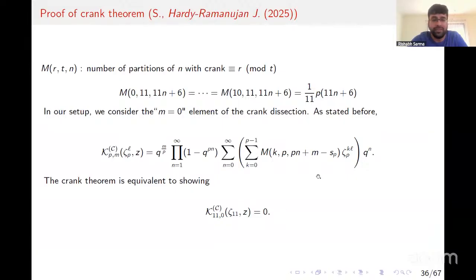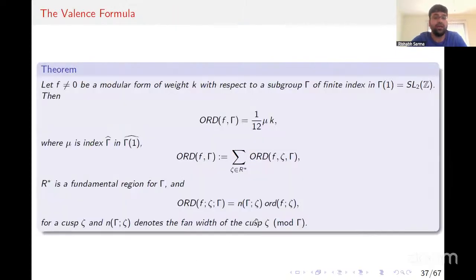This being equal to 0 would mean that this part in brackets has to be 0, which means that these things have to be equal, because if they are equal for each of those residue classes, then that can be factored out. And if that can be factored out, then what will remain is the sum of these roots of unity. And we know that the sum 1 plus zeta plus zeta squared up to zeta to the power p minus 1 is 0. So to prove this statement, we have to resort to the valence formula.